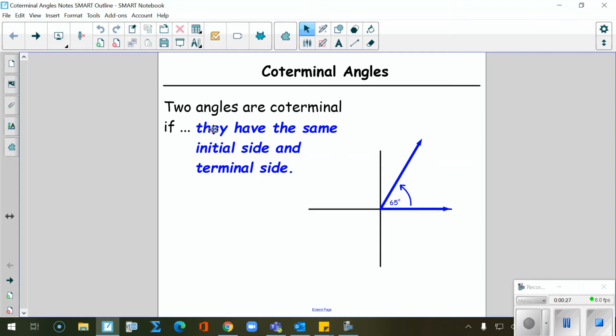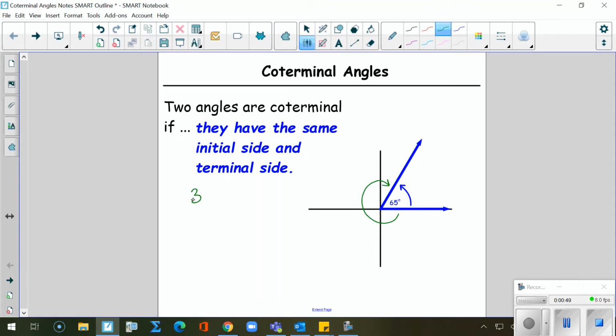That's not all that exists with that initial side and terminal side. We also have this angle. Same initial side, same terminal side, different angle. It's a negative angle.